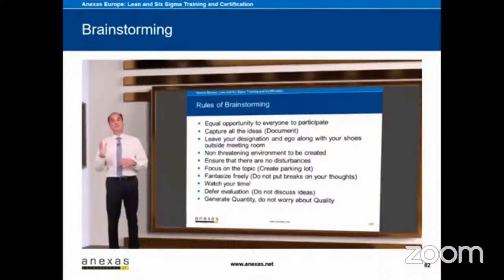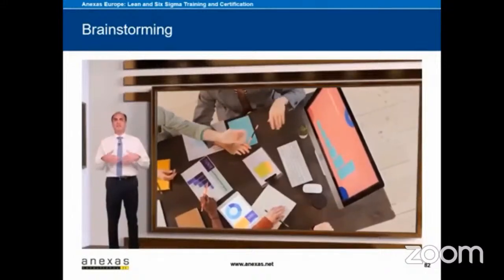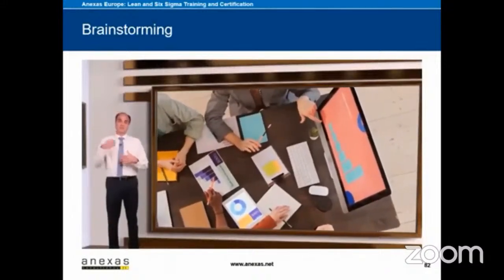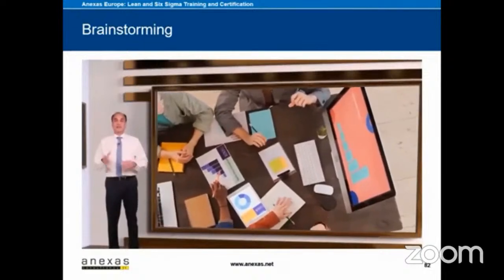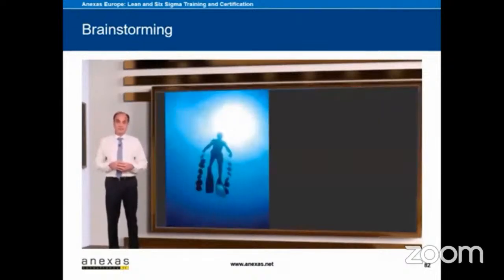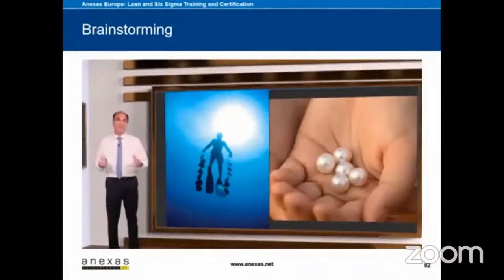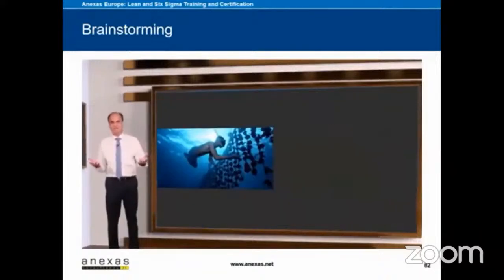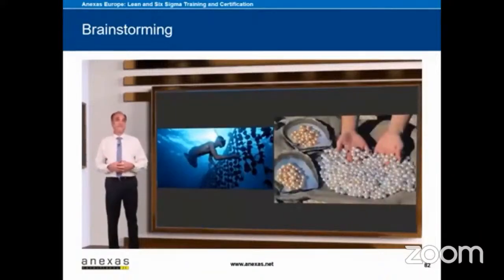Generate quantity, do not worry about the quality at the initial stages. So you have to generate lots of root causes, lots of solutions, the more the better. A pearl diver dives into the sea to find the pearls. If he just collects 10 oysters, the probability of getting the pearl is very low. But if he collects thousands of oysters, the probability of getting the pearl is very high.